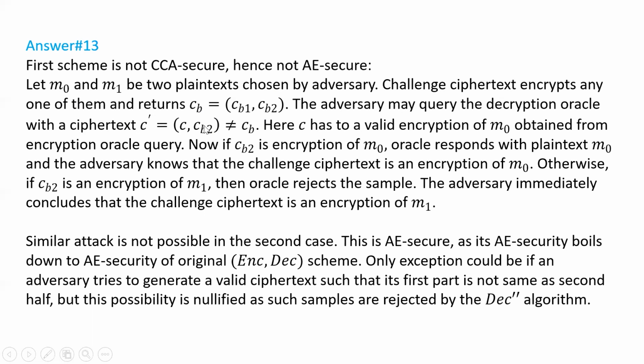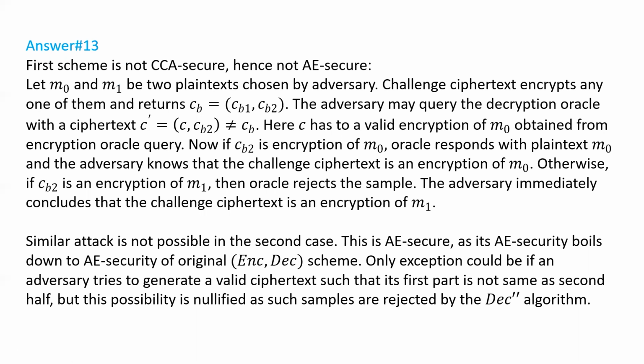Again, we are providing the second part of the ciphertext as exactly equal to the second part of the challenge ciphertext, but it is not equal to CB basically, because the first part C is not equal to CB1, because otherwise exactly CB cannot be queried to the decryption oracle, as we already mentioned. Now, what is C? C has to be a valid encryption of M0 obtained from an encryption oracle query.